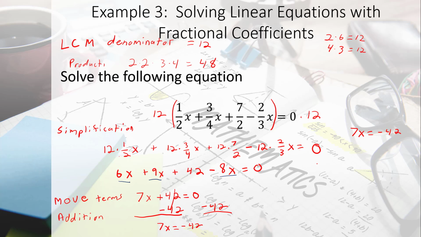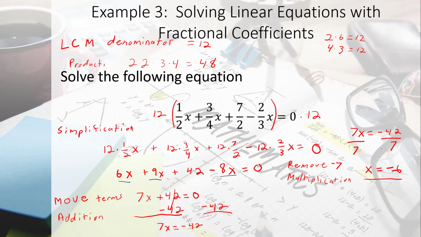And then finally, we want to get rid of the coefficient using division. So I'm going to divide this side by 7, and I'm going to divide this side by 7. 7x divided by 7, well, 7 divided by 7 is 1. We are just left with x. And then negative 42 divided by 7, that will be negative 6. And our final result will be that x is equal to negative 6.